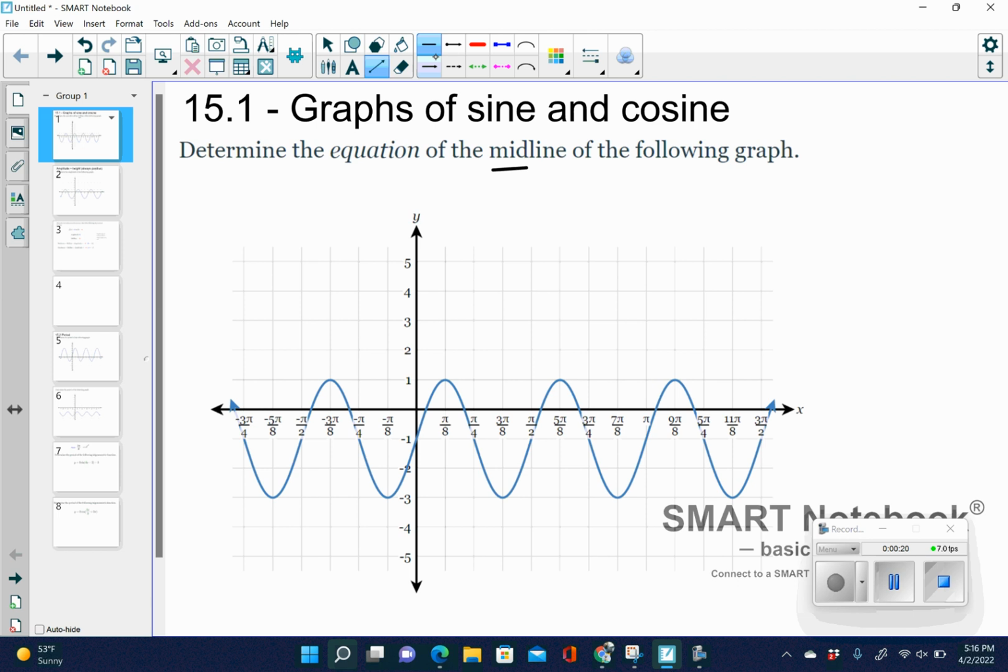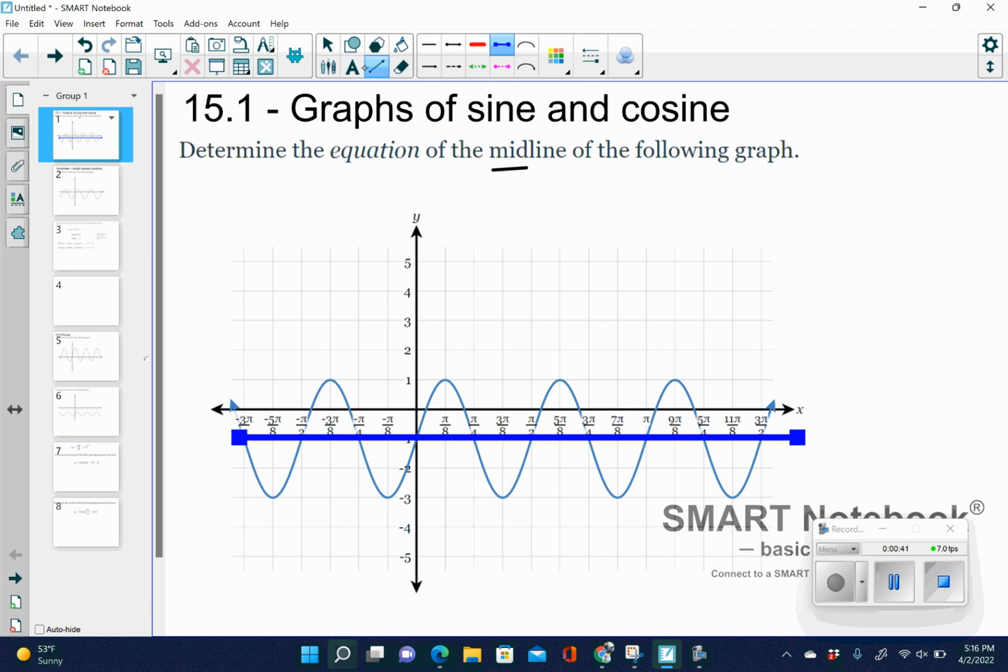What we're literally looking for is the middle of that. So if I look over here, I cut the graph and I draw a line here. This is the midline, right? And I can prove that because up is 1, 2, and down from the midline is 1, 2. Midline. There you go.